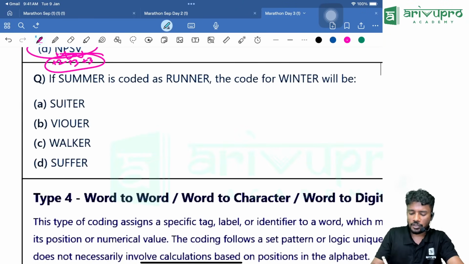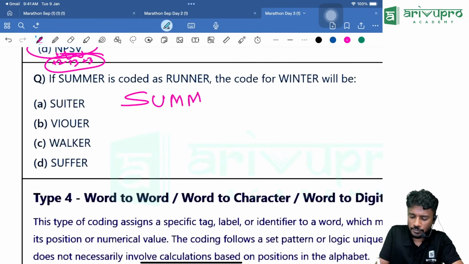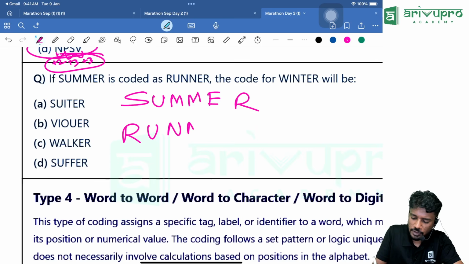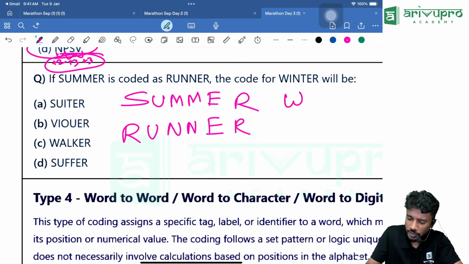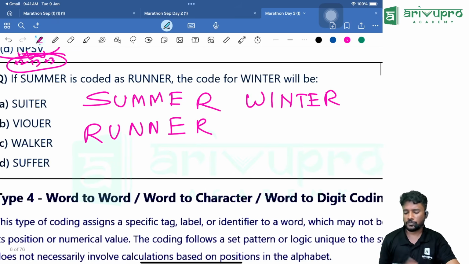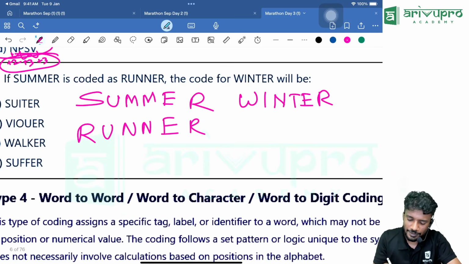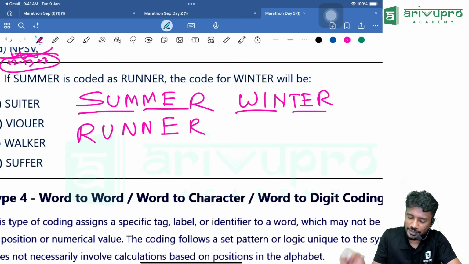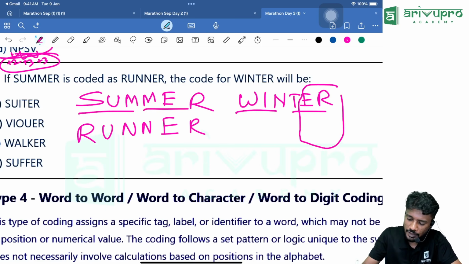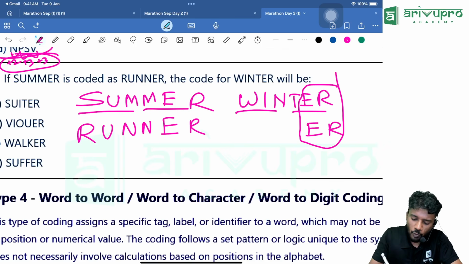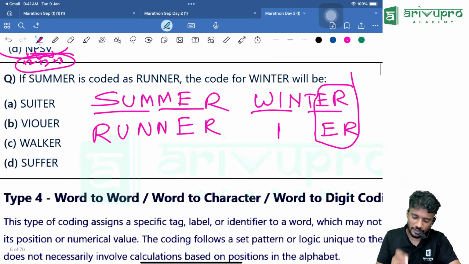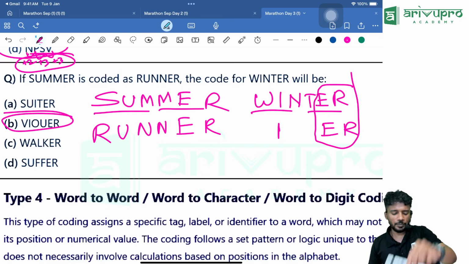Now, the question from the recent attempt. Summer is coded as runner. Then winter is coded as water. 3, 6, 3, 6. What is happening to the last two letters? They are not changing. Correct? So we will write ER. What is happening to the second letter? That is also not changing. So which is the answer? Option B is your answer.